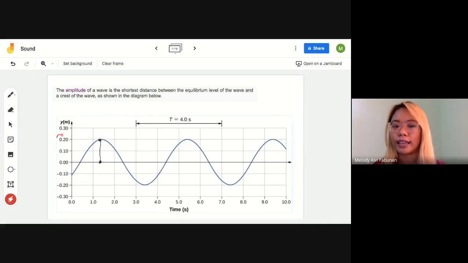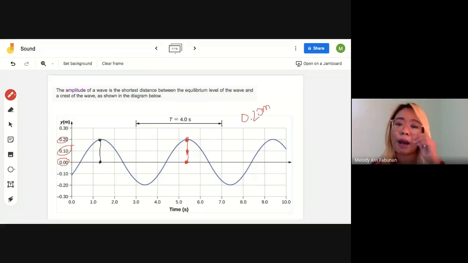So, saan niya nakita yon? Nandito siya. Kasi sabi natin, in order for us to find the amplitude, we are going to start with the equilibrium. So, the equilibrium is at 0. And then this is 0.10. And then yung pinakamataas na na-reach, which is your crest, is 0.20. So therefore, my amplitude is 0.20 meters.